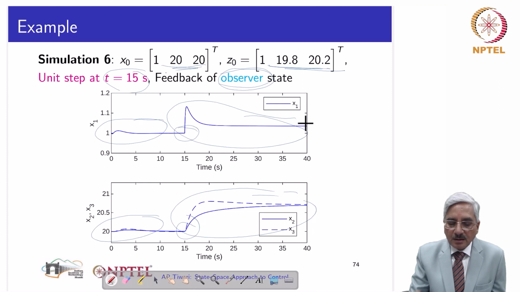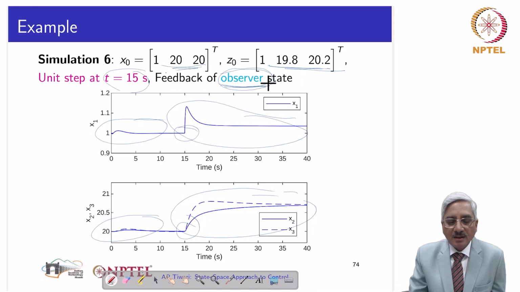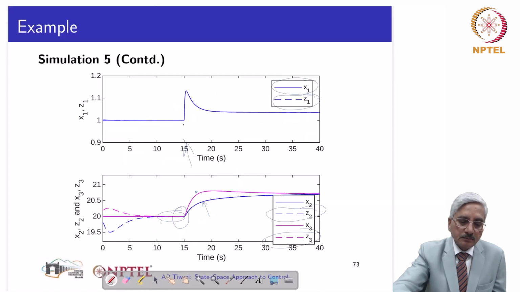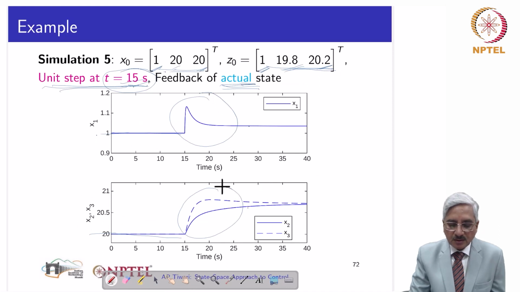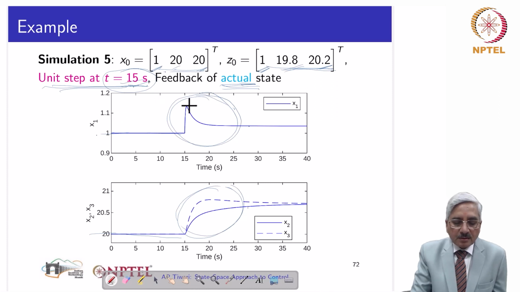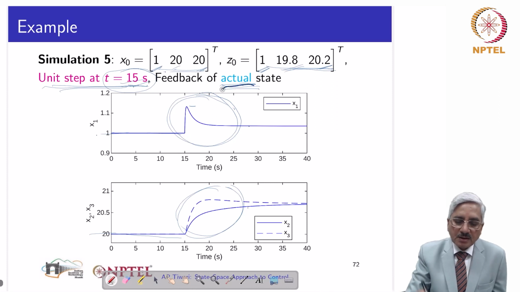So x1 will show this behavior, x2 and x3 will show this behavior. Now what you notice, this is through the feedback of observer state. We had done the same simulation with the feedback of actual system state. Let us go back and see those graphs. Feedback of actual system state, concentrate on these. It undergoes a peak which is slightly above 1.1 and the time is slightly after t equal to 15. This is with the actual state feedback.